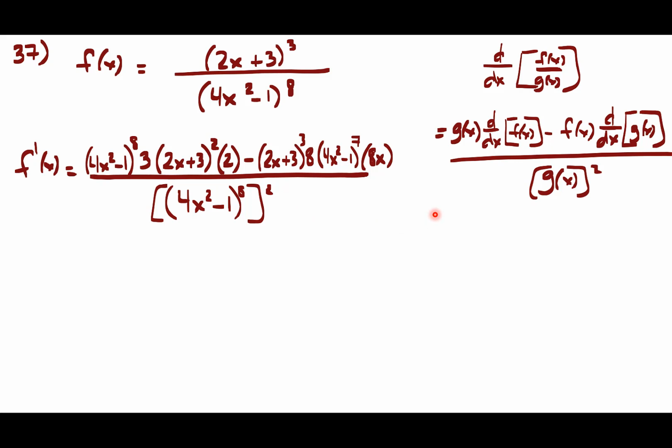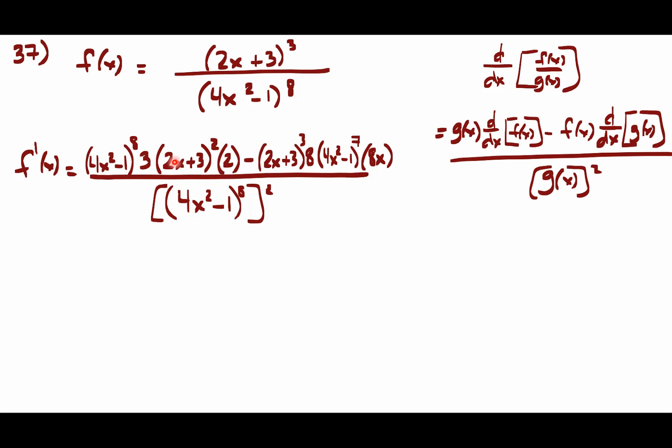Something you should know about quotient rules is that most times you are going to have to cancel functions down. And so as we simplify this, most likely you will be canceling at least a few things here. So let's go with it.